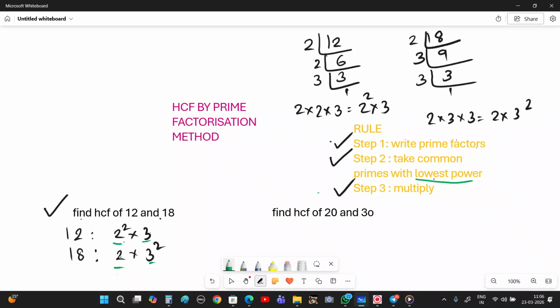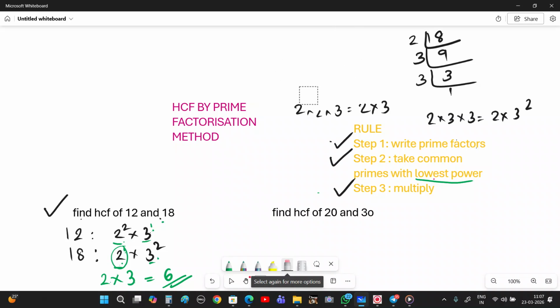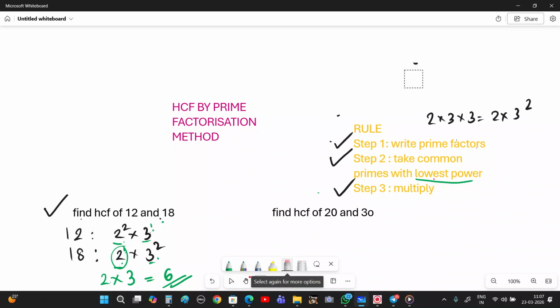Among 2 square and 2, 2 means its power is 1, and 3 means its power is 1. So among 2 square and 2 raised to 1, the one with the lowest power is what? 2 raised to 1, or just 2. Among 3 and 3 square, the one with the lowest power is 3 raised to 1, or just 3. So 2 times 3 is equal to what? 6. So what is the HCF of 12 and 18? 6.